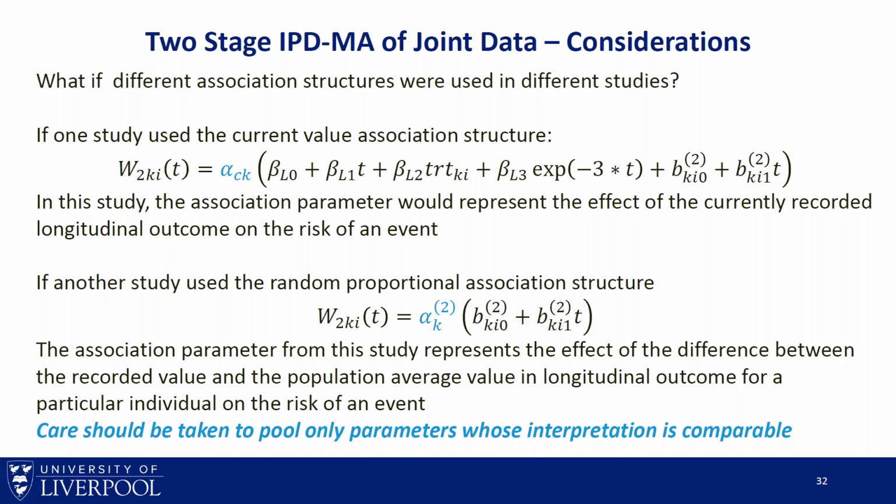The interpretation of the association parameters is very different. Alpha 1 in the first study states the effect on risk of an event given the value of the longitudinal component at time t. Alpha 2 in the second study only represents the risk of an event given the individual deviation from the population mean. So if we pool these two association parameters, alpha 1 and alpha 2, we're assuming that the effect on risk of an event of the fixed component of the longitudinal model is 0, which is quite a strong assumption.